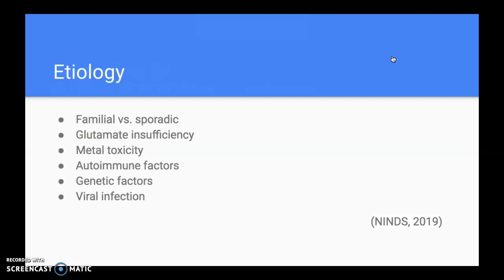The etiology for ALS is somewhat unclear. There are familial cases and sporadic cases. The familial cases are less common, and those are based on genetic factors. And the sporadic cases, researchers believe that they are due to potentially glutamate insufficiency, metal toxicity, autoimmune factors, other genetic factors besides a family member having been diagnosed previously with ALS, and also viral infections.